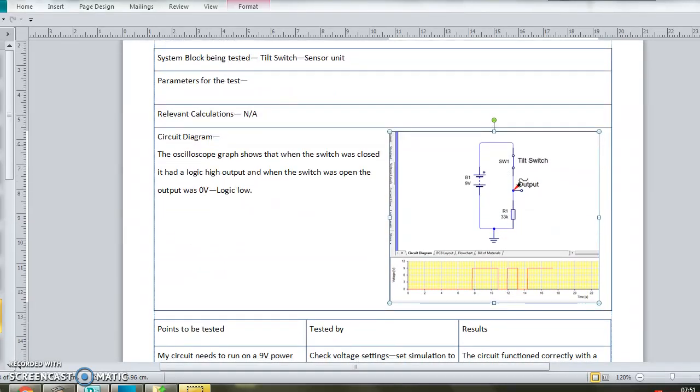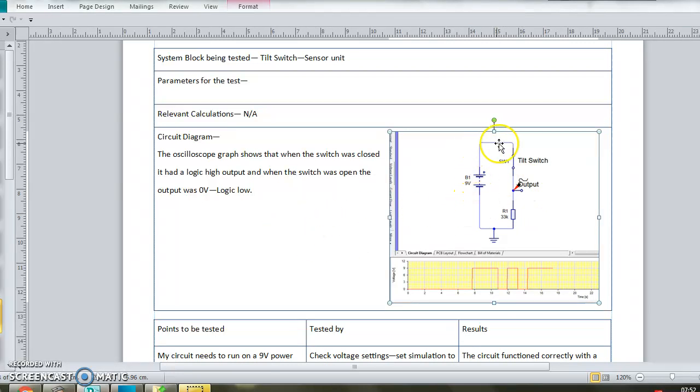So I've got the diagram I wanted now. I've got my piece here that shows that the voltage is high, but just to make sure it's clear, I've written a little bit of text. The oscilloscope graph, which is what this actually is, shows that when the switch was closed, it had a logic high output. When the switch was open, the output was 0 volts or logic low. And that information is in the graph, and it is on this diagram.